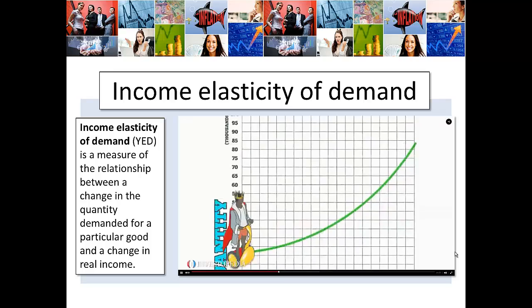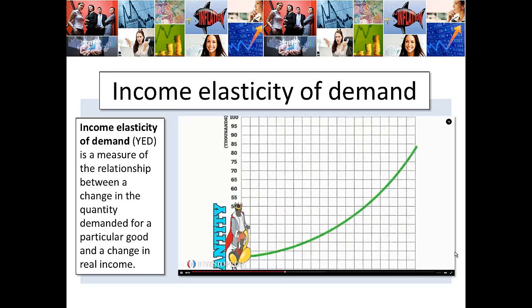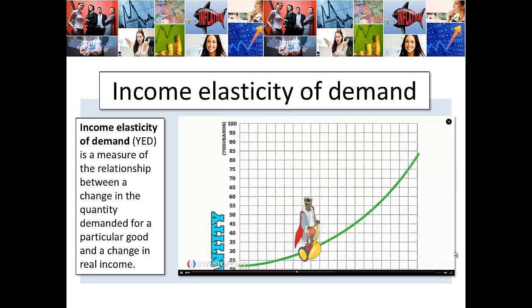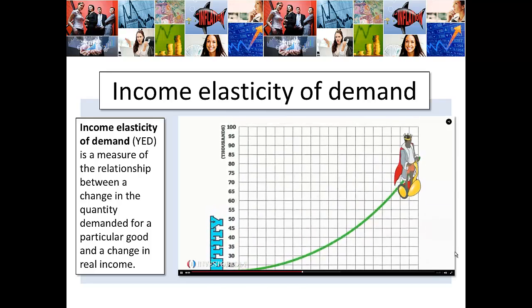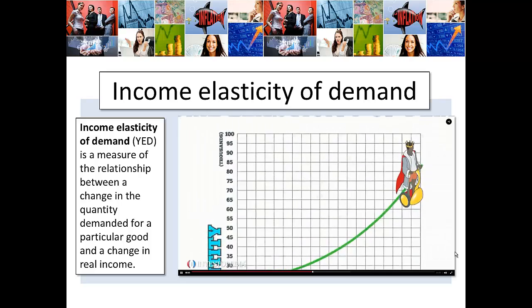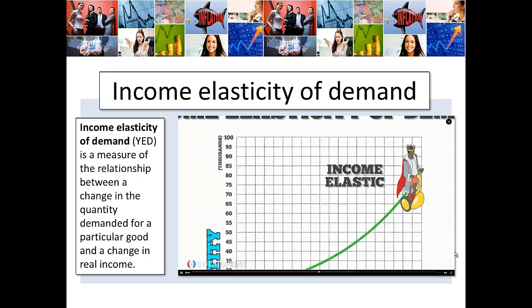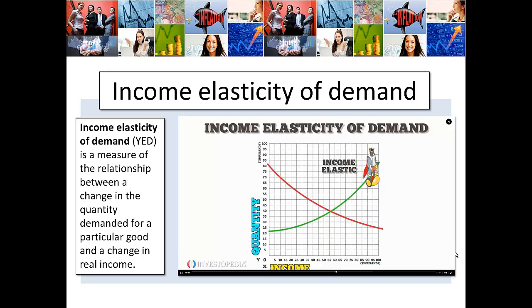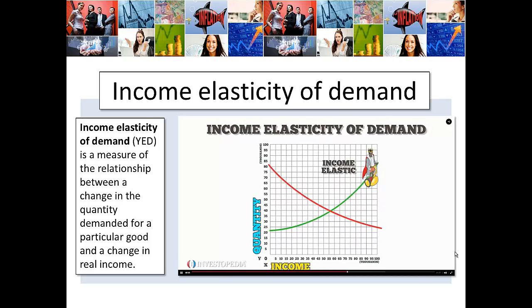For instance, luxury items have a positive income elasticity of demand. On the graph, a luxury good's curve will slope upward from left to right, meaning as income increases, demand for those types of good increases. The steeper the slope, the more income elastic the good is said to be. Conversely, goods described as inferior goods have a downward sloping curve. This means that as income increases, demand for those types of goods decreases.